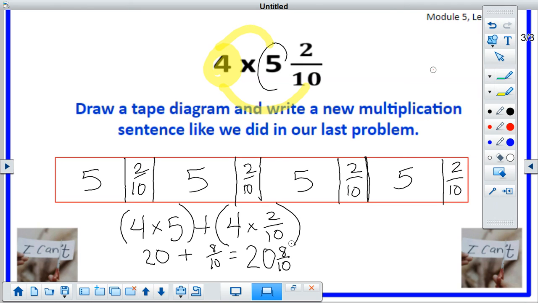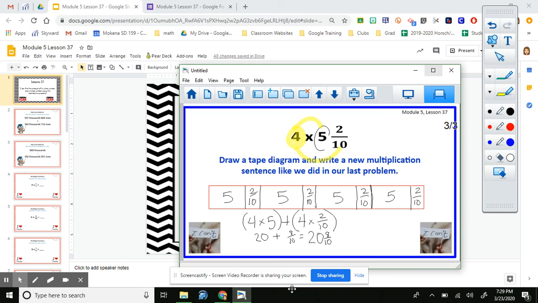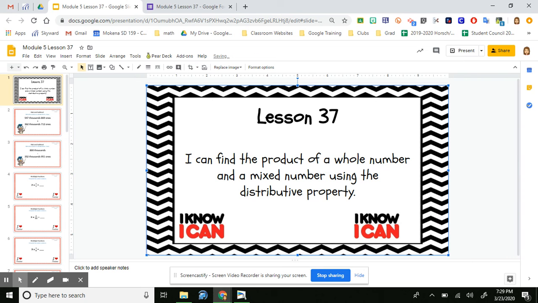But keep in mind that if your fraction ends up being an improper fraction, we should change that into a mixed number and then combine it with the 20. So hopefully this helps you understand our newest concept on using the distributive property to find the product of a whole number and a mixed number.